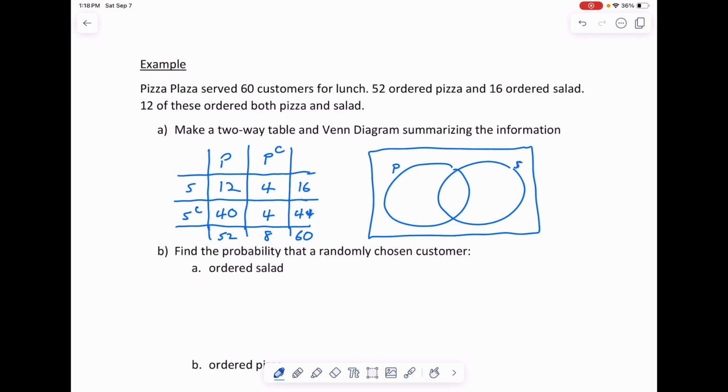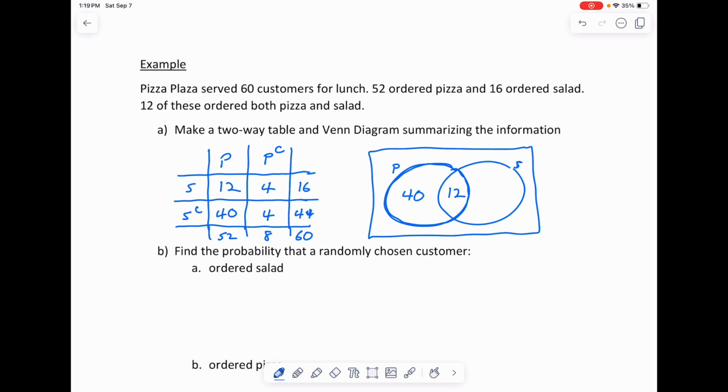Now again, in a Venn diagram, we could set it up the same way we did the table. We know that there's going to be a total of 60 when we count up all the numbers in this Venn diagram. That's our goal. 12 people ordered both salad and pizza. That 12 is the intersection of those two circles. We know that 52 people ordered a pizza, so 12 are already accounted for, so we need another 40 people to give us a total of 52 in this circle who ordered pizza.